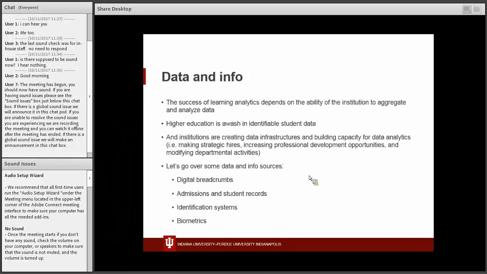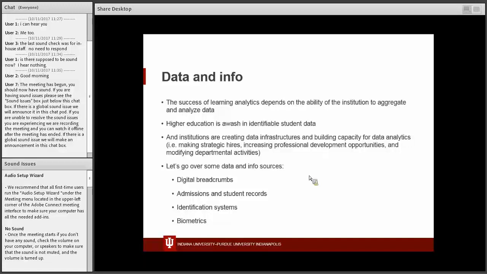So we need to dig into the data and the information that is informing all of these learning analytics practices. Because the success of learning analytics depends on the ability of the institution to aggregate and analyze data. So learning analytics is often characterized, and I should put that in the first person, I characterize learning analytics as a big data practice because it is more than just looking at one source of data.